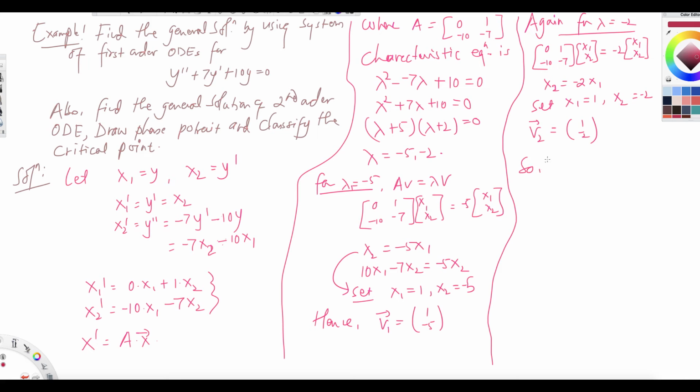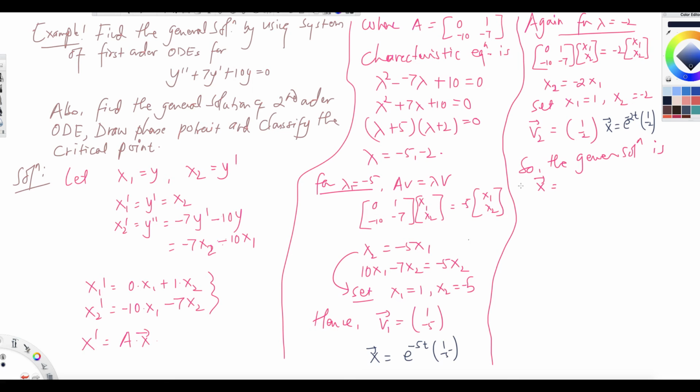So the general solution, what do you get? You get vector x equals, you can basically find out the solution here. Vector x will be e to the negative 5t times [1, -5]. That is the solution for the first eigenvalue. And for the second eigenvalue, you can do x equals e to the negative 2t times [1, -2]. That's what you get, right?